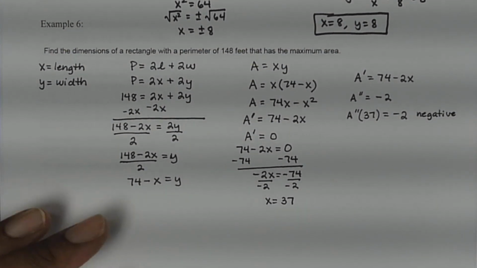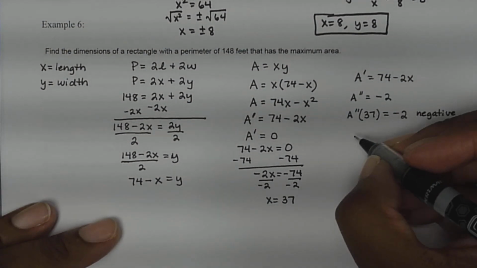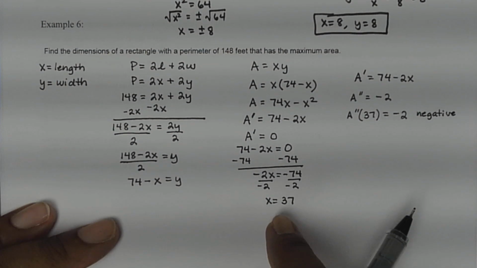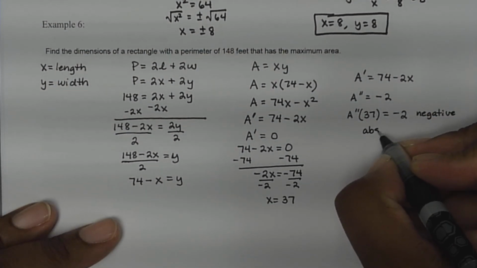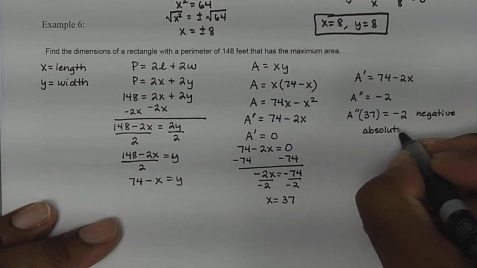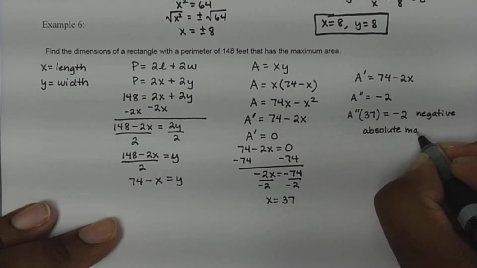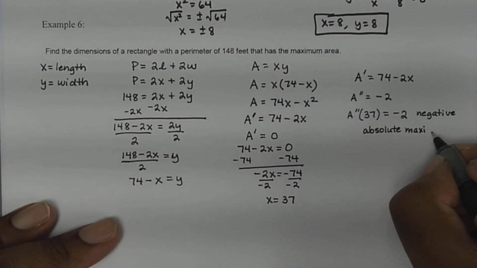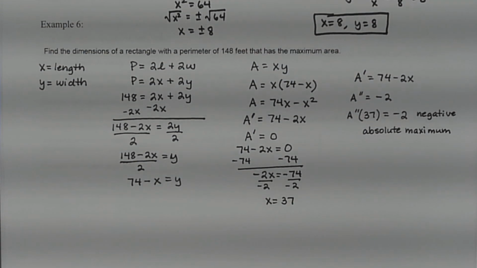That tells me, since my second derivative is negative, I do have a local maximum, and I only have one critical number, so it will be automatically the absolute. And it should be an absolute maximum, because that second derivative came out to be negative.